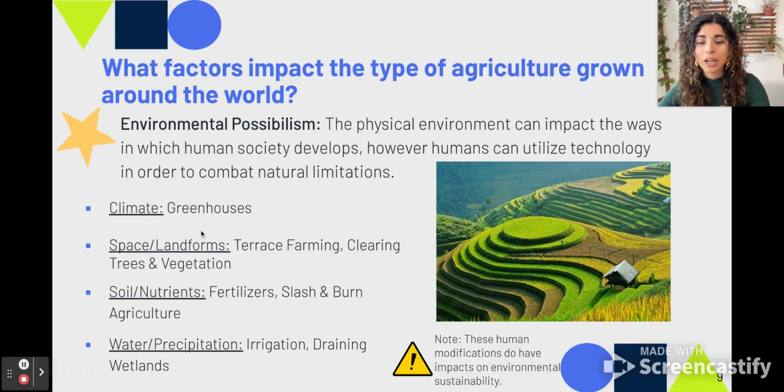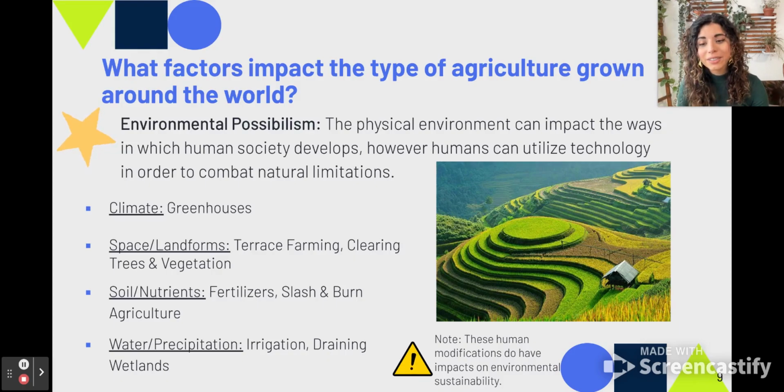So if we think about climate, greenhouses are a great way to overcome some of these climates and the limitations that they might pose. Space and landforms, people get very creative and clever. Things like terrace farming, which you could see here in this image. They'll also clear trees and vegetation in order to make the space more conducive to agriculture.